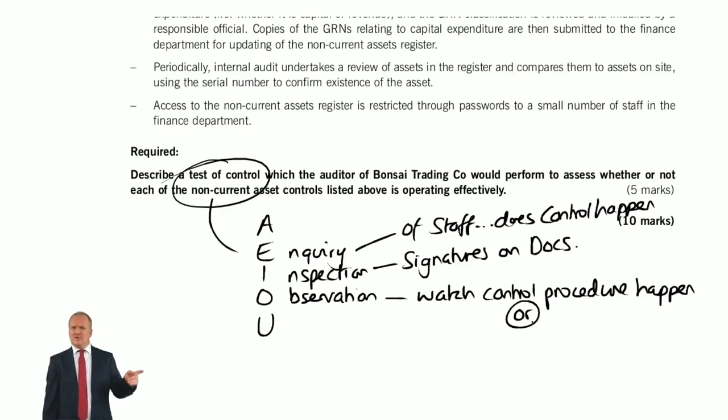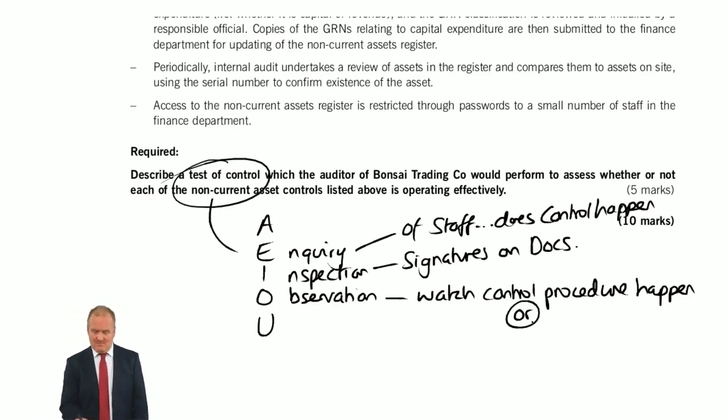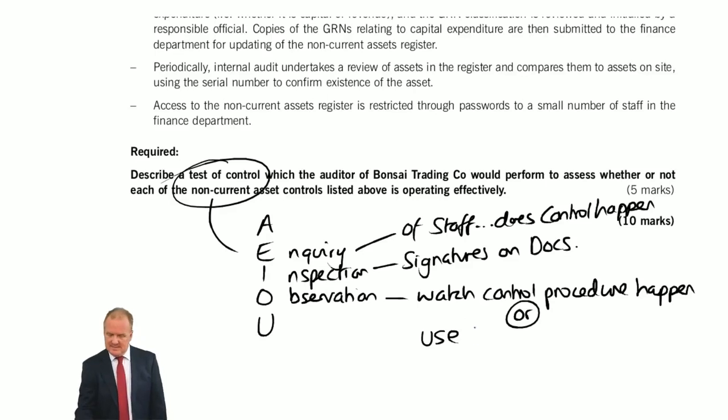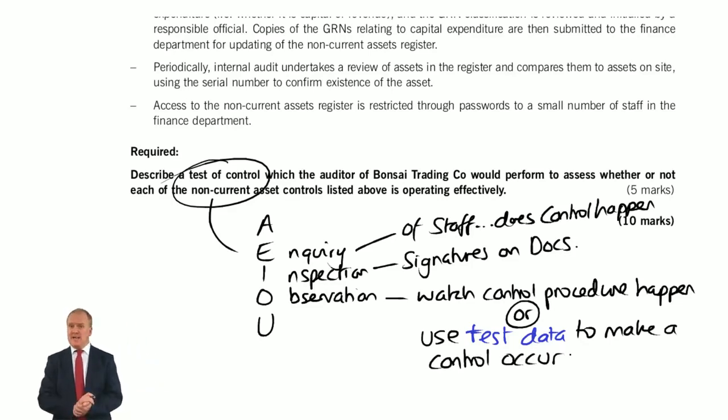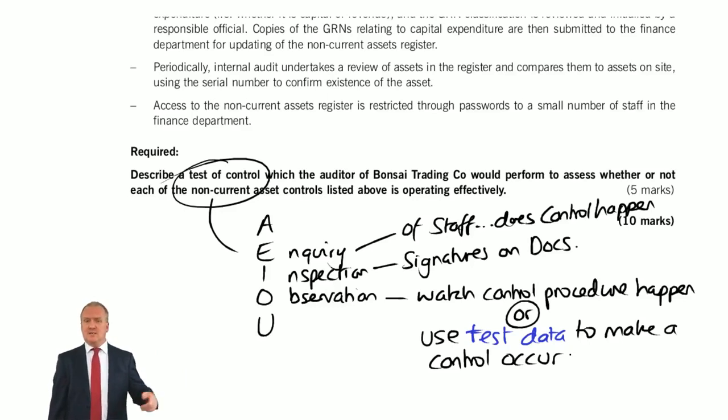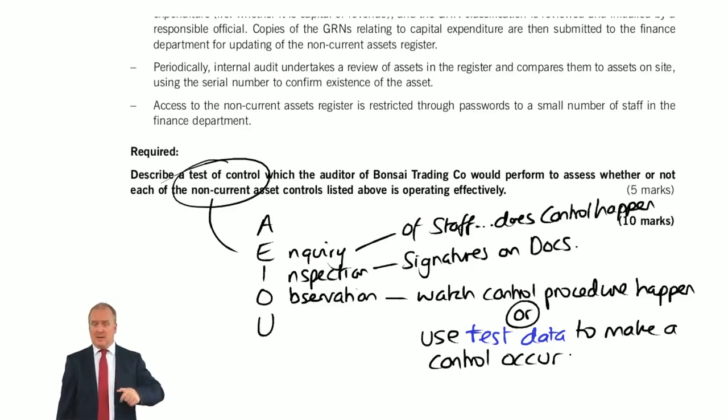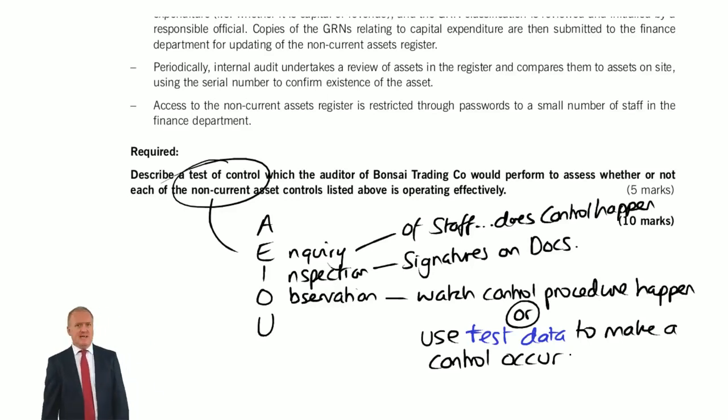Or if it doesn't look like the control procedure is due to happen for a while, meaning you can't see it, try and make it happen by using test data. So remember that, a computer-assisted audit technique. You throw a fake transaction at the system designed to try and break the system, and hopefully the system will stop that happening, proving the control is there. And as long as you know that, testing the controls in this particular question is really not that difficult.